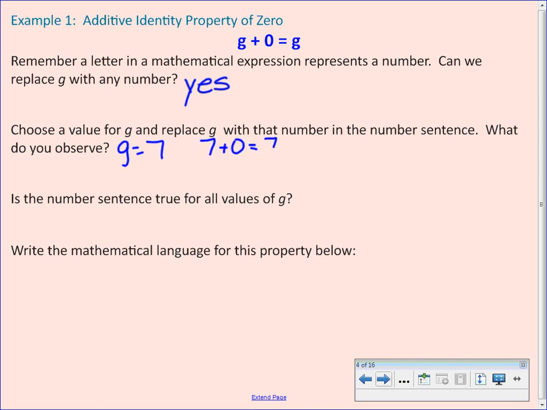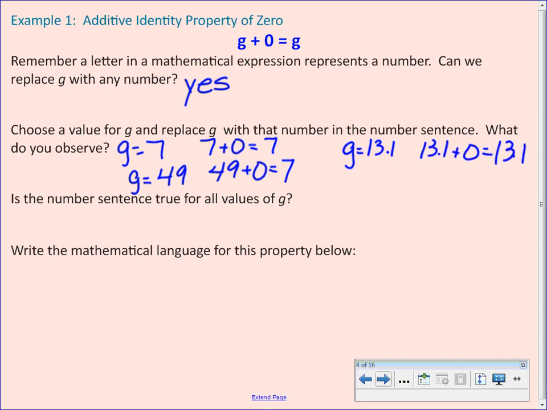0 equals 7. If G equals 49, 49 plus 0 equals 49. Hey, how about 13.1? I like that one. So 13.1 plus 0 is 13.1. Yes. Sorry.